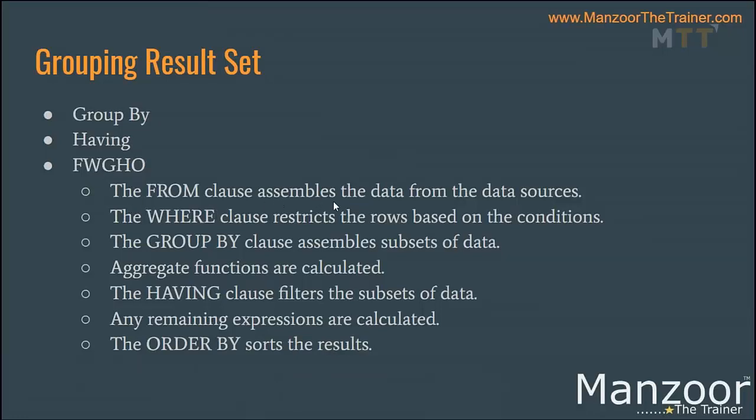FWGHO. The from clause assembles the data from the data source. Because here we are working on a single table, it is from employee, but in future we will work on multiple tables, so it will combine data from all the tables. Then it will filter with where clause, then go for group by, then perform any aggregate functions that it has to calculate, then it will perform having. Any remaining expressions, there might be some plus, minus, into, divide in your columns, it will perform that. Finally it will order, it will sort.